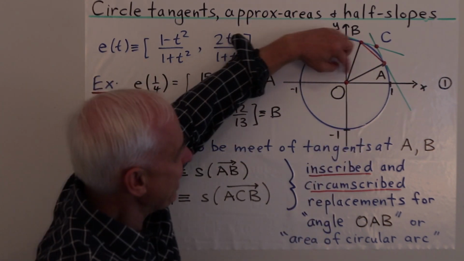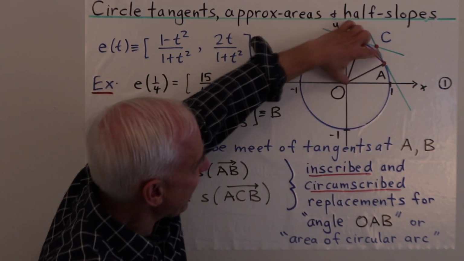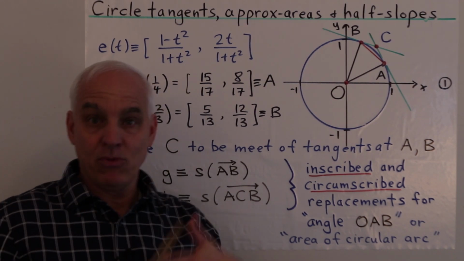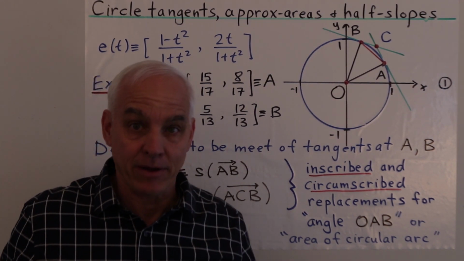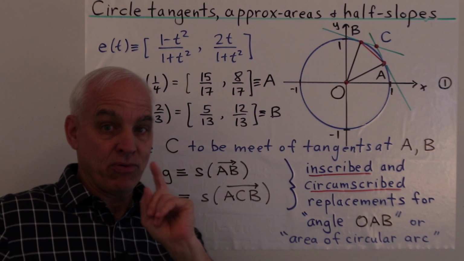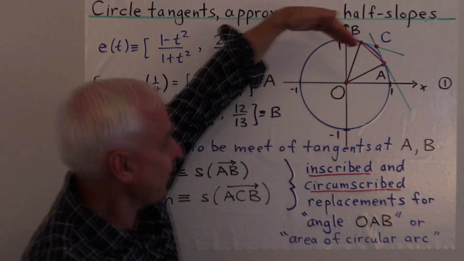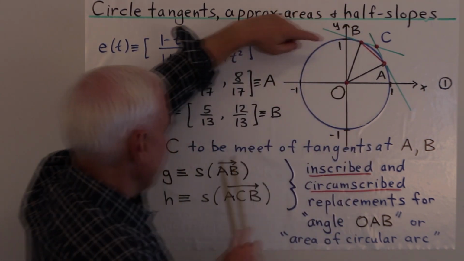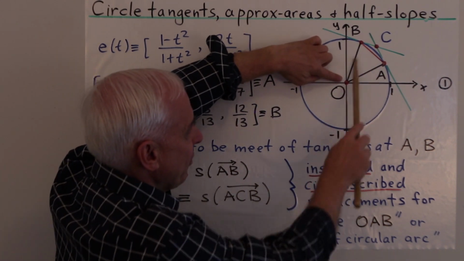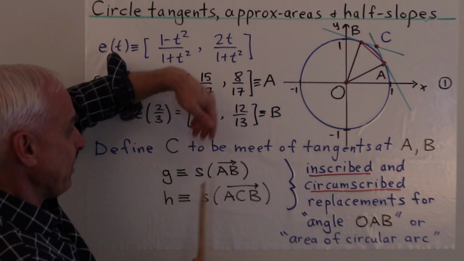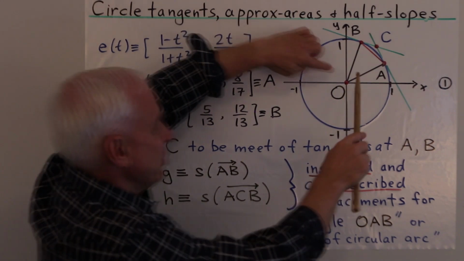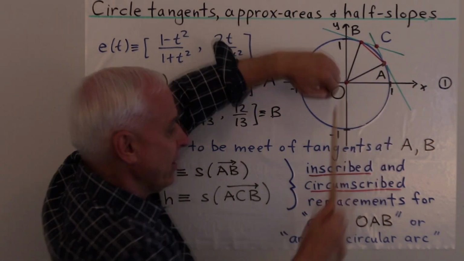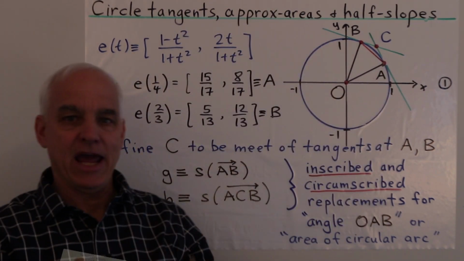So the arc that the circle forms between A and B is what maybe we're interested in. We're interested, does this have an area? And that's actually quite problematic. But what we can do is look for something inside, which is G, the signed area of this triangular piece, and something outside, which is H, the signed area of this quadrilateral piece obtained by looking at the tangents.